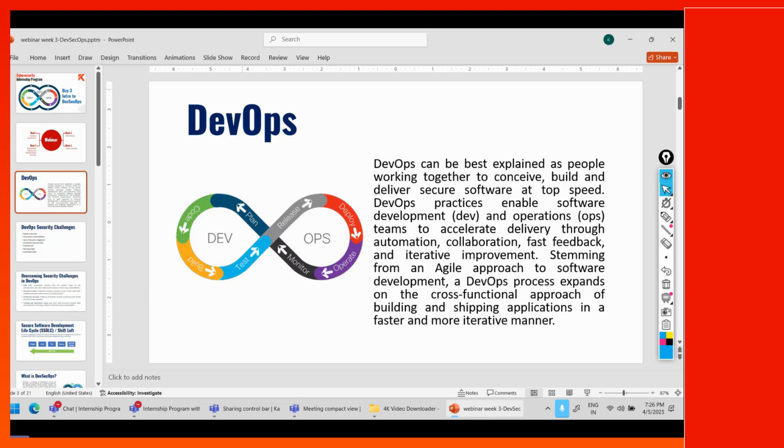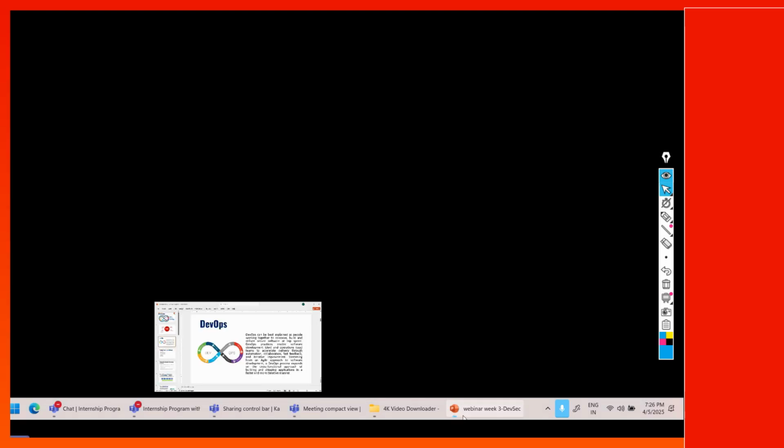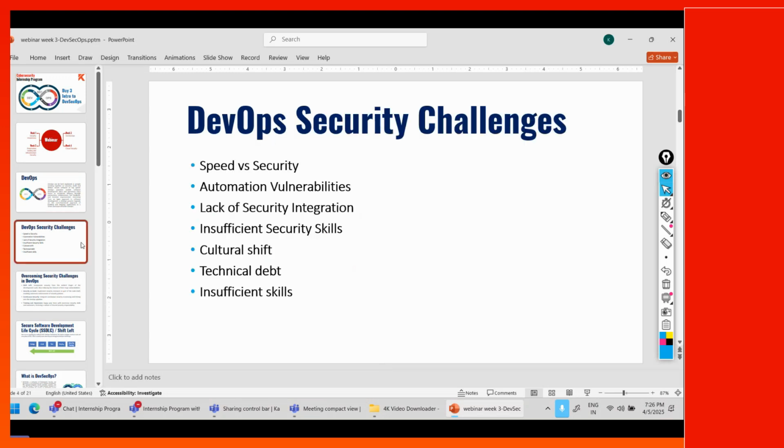Now the problem here comes in two folds. What are the problems? One is speed versus security, automation vulnerability, lack of security integration, insufficient security skills, cultural shift, and technical debt, and insufficient skills as well. That's that.